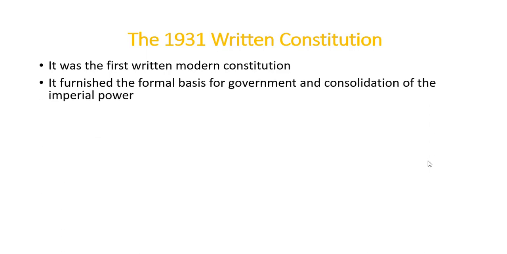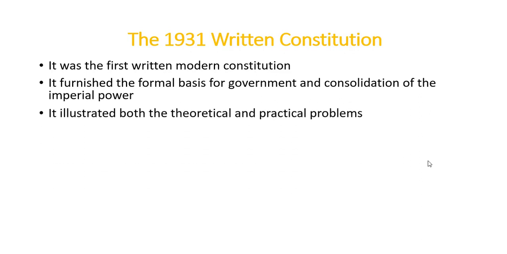It also illustrated both the theoretical and practical problem of integrating the traditional political system with Emperor Haile Selassie's policies of modernization and centralization. It also emphasized the reputation of Haile Selassie as a reformer and modernizer both at home and abroad. The constitution was introduced in order to achieve Ethiopia's diplomatic recognition abroad and to strengthen Haile Selassie's authority at home.